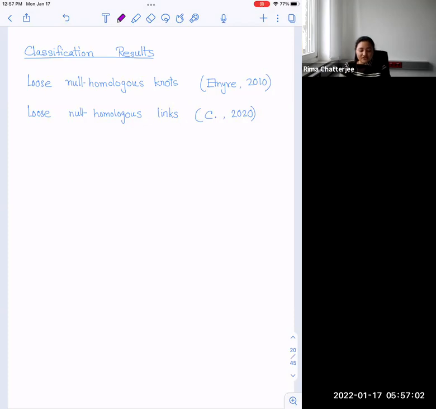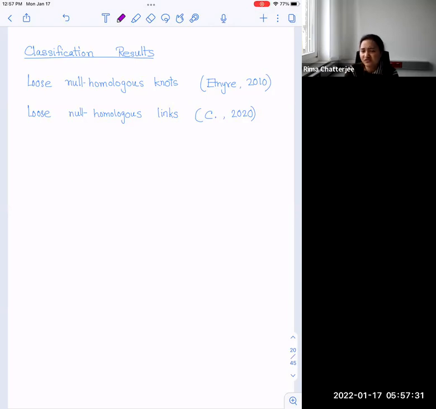Okay, so the first result is about loose null-homologous knots. These are completely classified by Etnyre in 2010. If you have two loose knots which are null-homologous, so the Thurston-Bennequin and the rotation number are well defined, and they have the same Thurston-Bennequin and same rotation number, then they are coarsely equivalent. So after contactomorphism, they are the same.